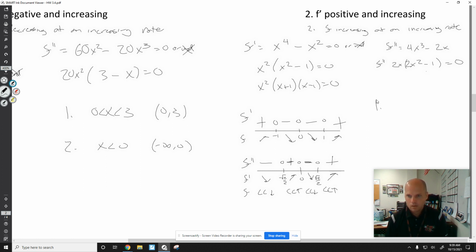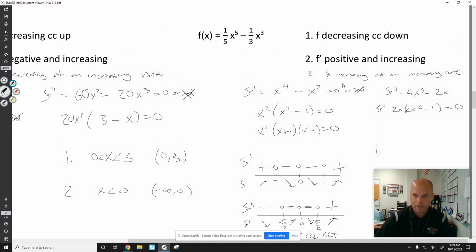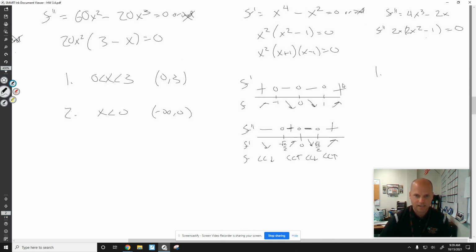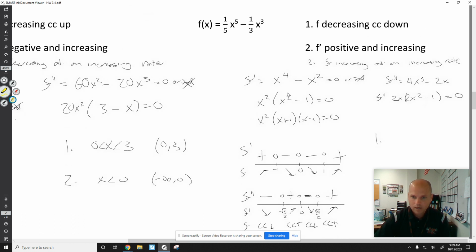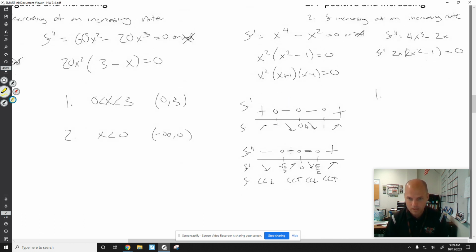Okay. Number 1, the question was, when is f decreasing and concave down? Here is when f is decreasing. It's when f prime is negative. Decreasing, concave down would be here overlapping with this. So it would be just 0 to root 2 over 2.